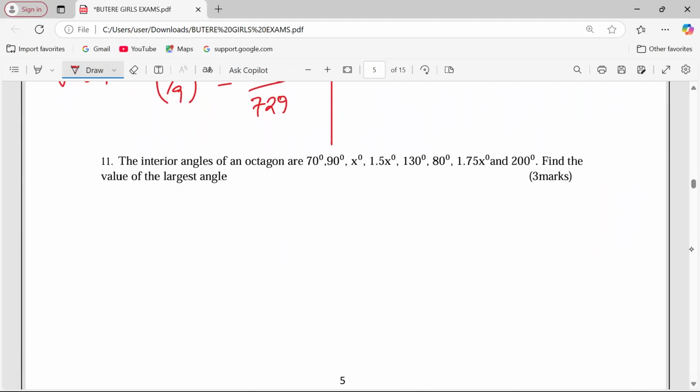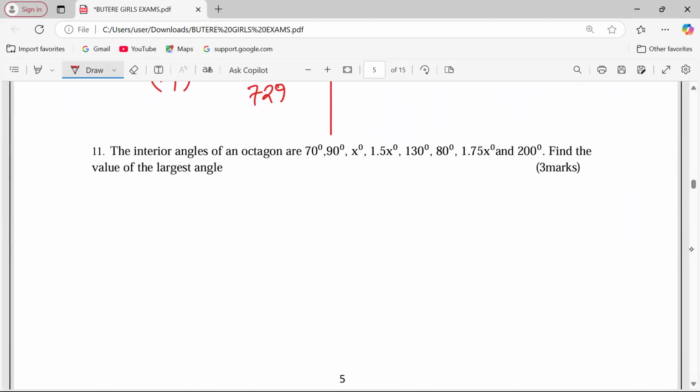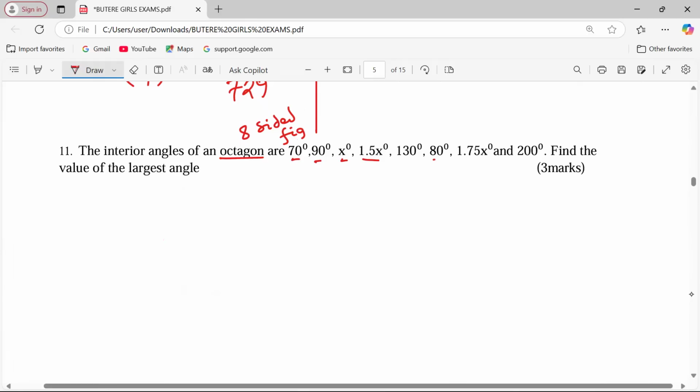At number 11 now, the interior angles of an octagon. An octagon is an 8-sided figure. It's called an octagon. So you should know polygons together with their names. Now they are given here: 70, 90, x, 1.5x, 130, 80, 1.75x, then 200. Find the value of the largest angle.